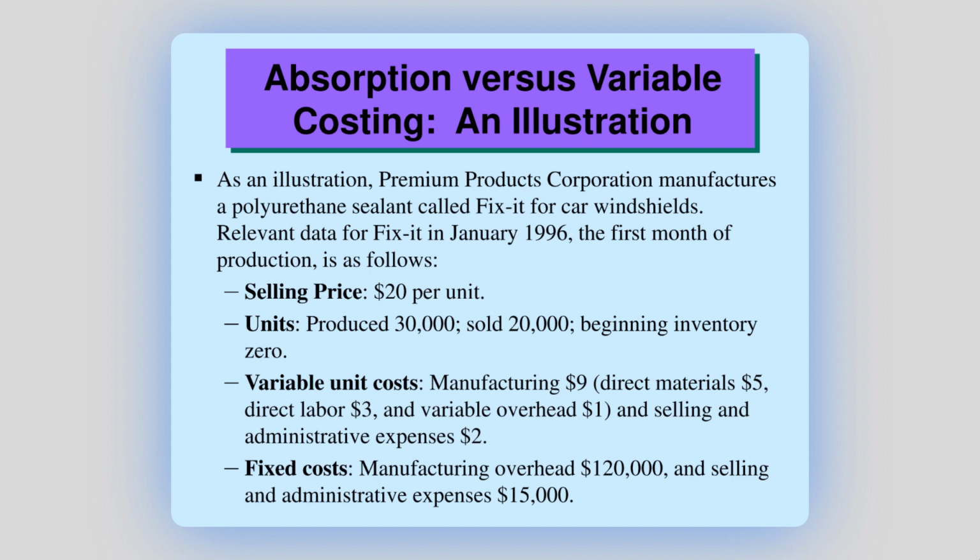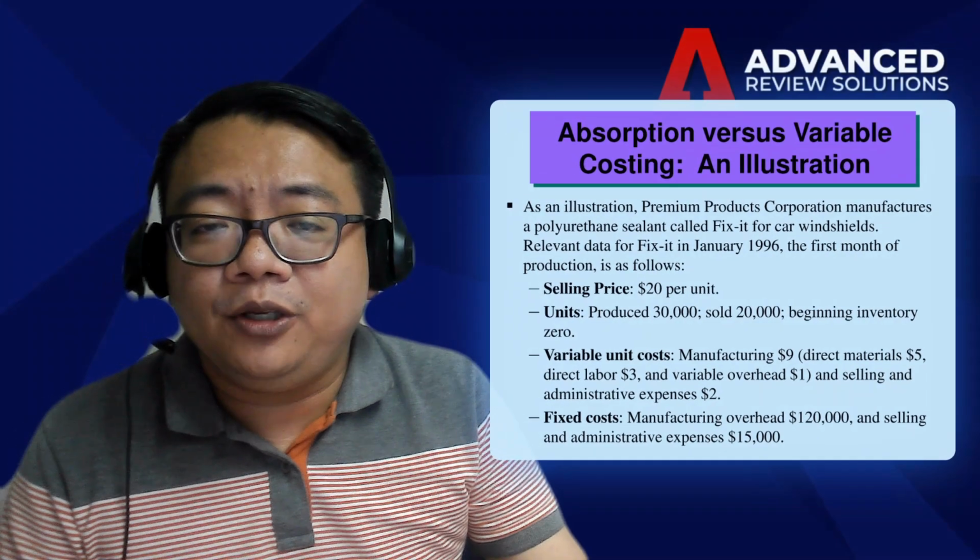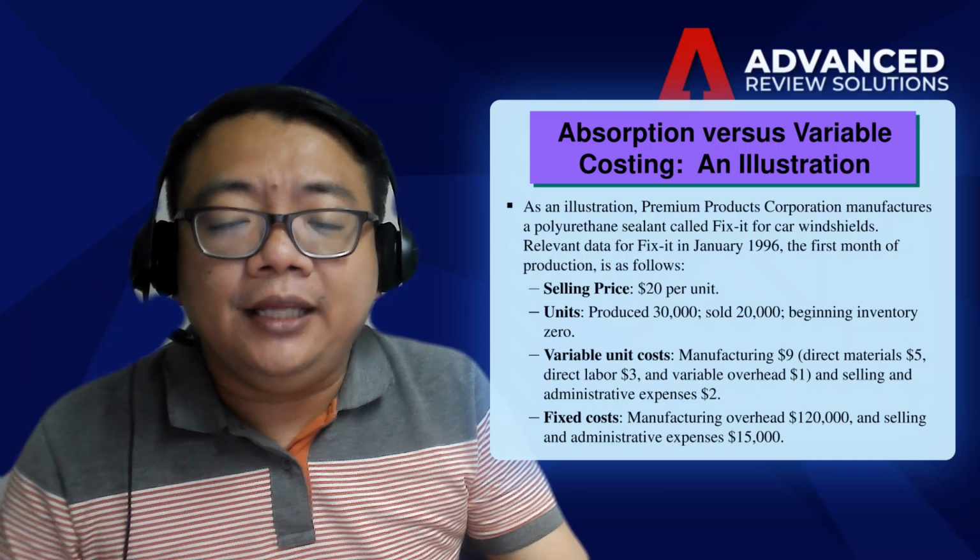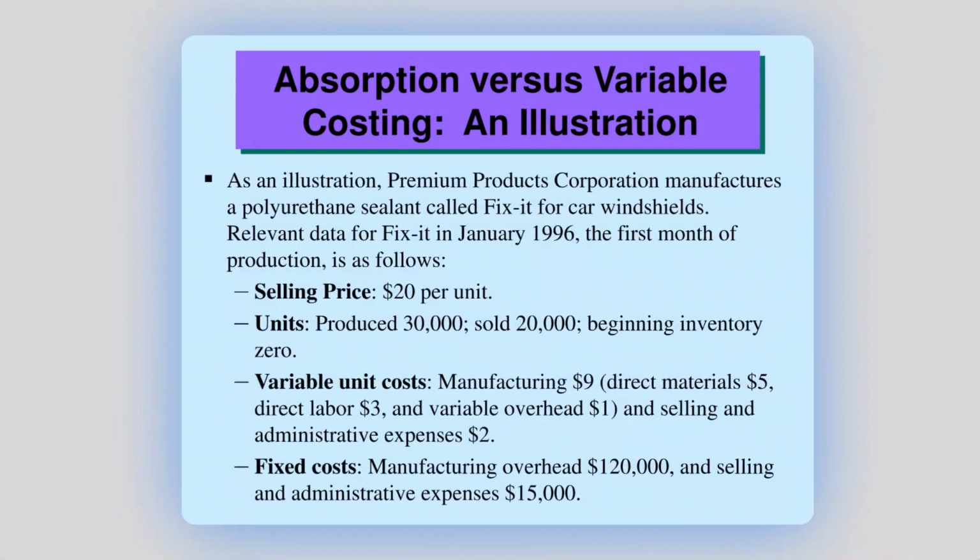And you have your variable unit manufacturing cost of 9. Ibig sabihin, direct materials of $5, direct labor of $3, and variable overhead of $1. In terms of selling and admin expense, you have $2. And you have your fixed manufacturing overhead of $120,000 and your fixed selling and administrative expense of $15,000. So that's our given, because we will differentiate between the variable and the absorption costing later.